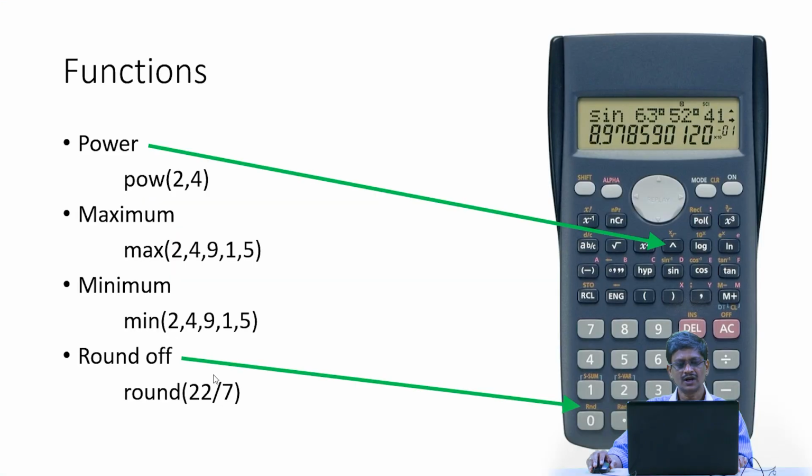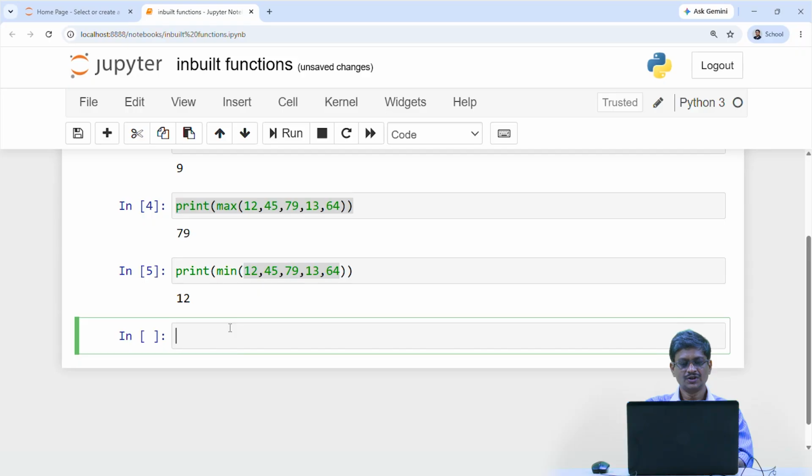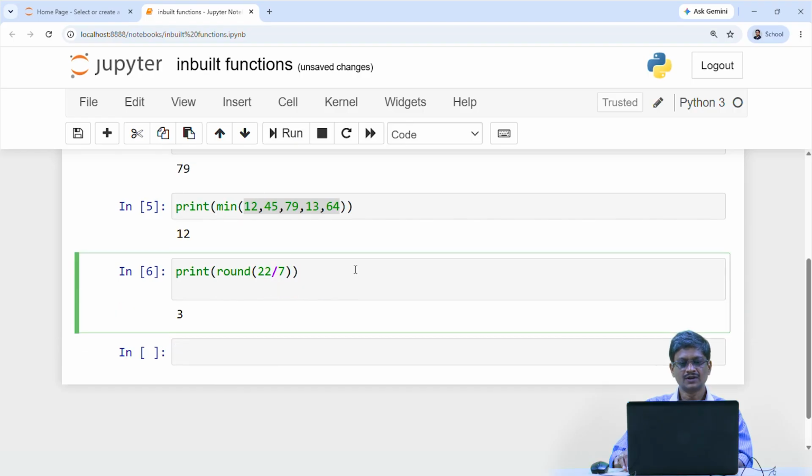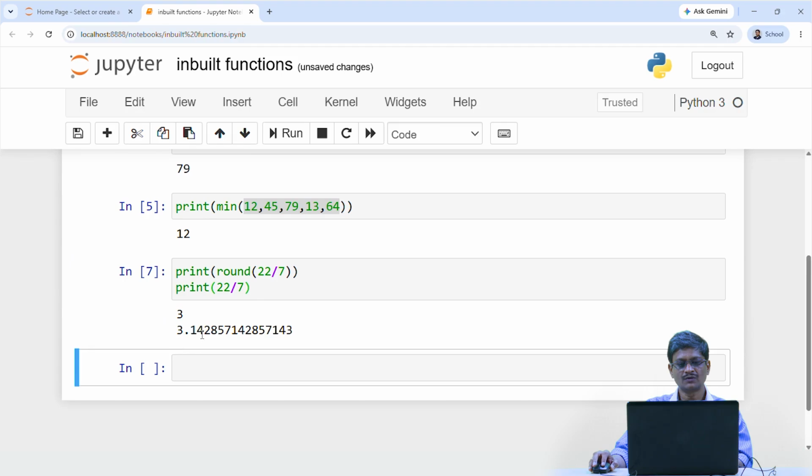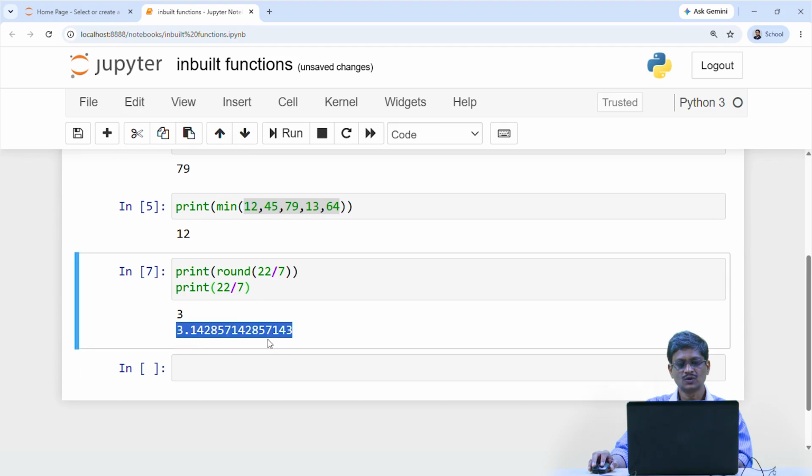Let us see. We have one more function, which is called the round off function. Let us understand this. Here I'm just writing print in bracket, round, and here 22 by 7, which is the approximate value of pi. If I print this, I am going to get the value of 3. If you print simply 22 by 7, then you are going to get 3.142859. This is a bigger number. This bigger number is now rounded off, and the part after the decimal portion is completely removed, and you are going to get only the integer part. This is the use of the round off function.